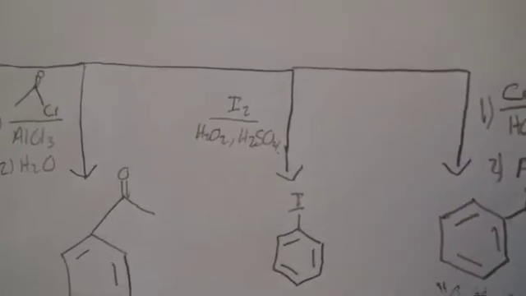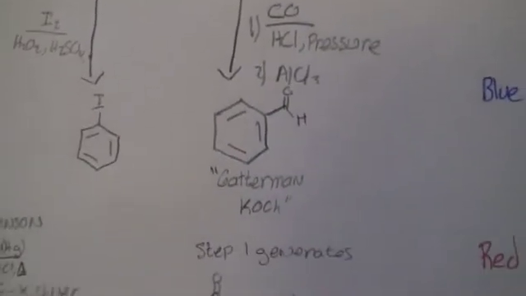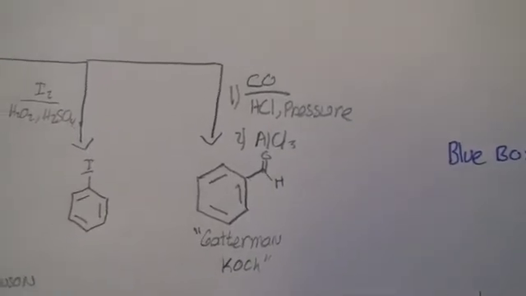If you want to add iodine to your ring, and I've skipped some stuff down here, I'm going to go back to it. It's sort of a hodgepodge. I'll get back to it. If you want to put iodine on, use I2 and H2O2 in acid. And this is called the Gattermann-Koch reaction.